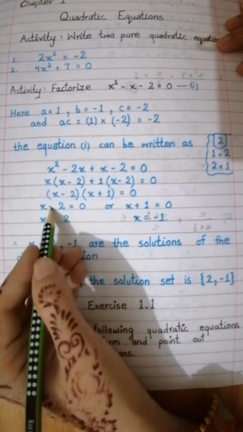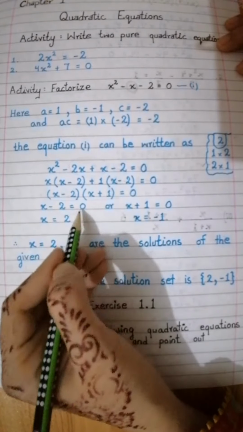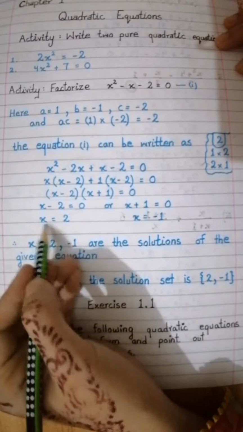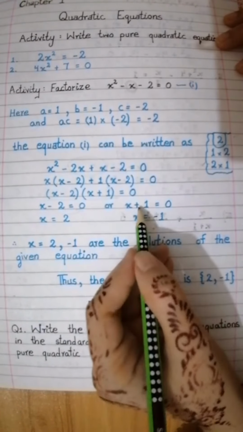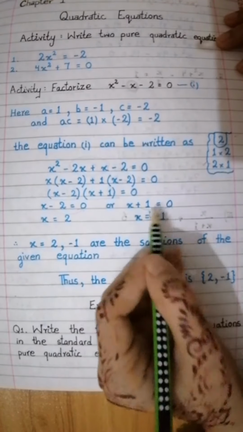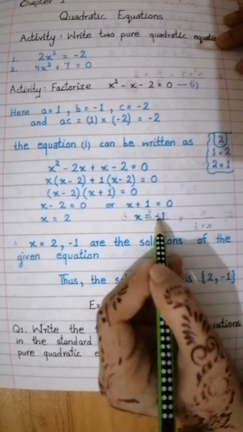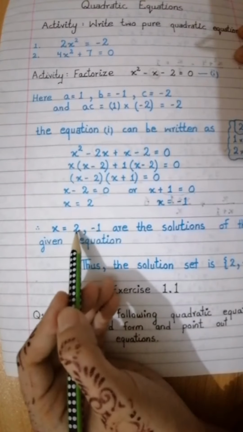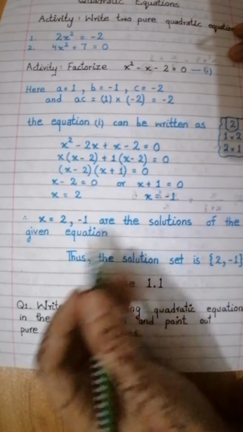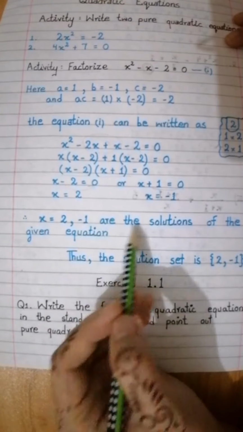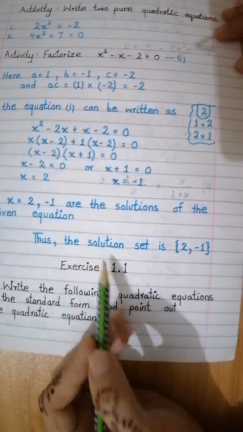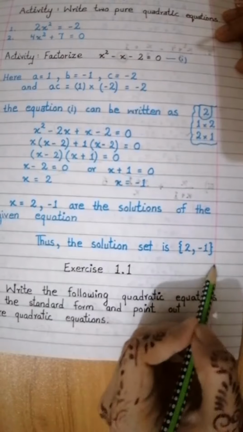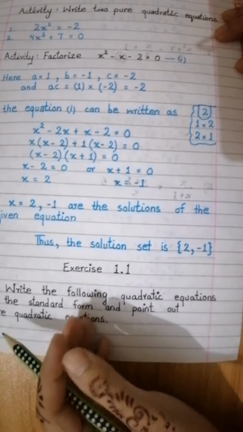So from here, when you move this -2 to this side, the sign will change and it will become positive. So you have x is equal to 2. Okay, and here when you move this to this side it will become minus and you will get x equals -1. Now as x is equal to 2, -1 are the solutions of the given equation. Okay, these are the solutions, and in the end you have to write it as solution set. Okay, the solution set is this. Okay, this is your final answer.